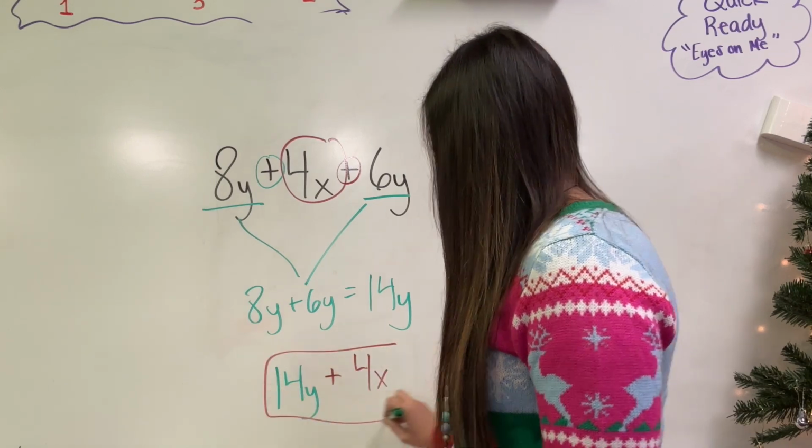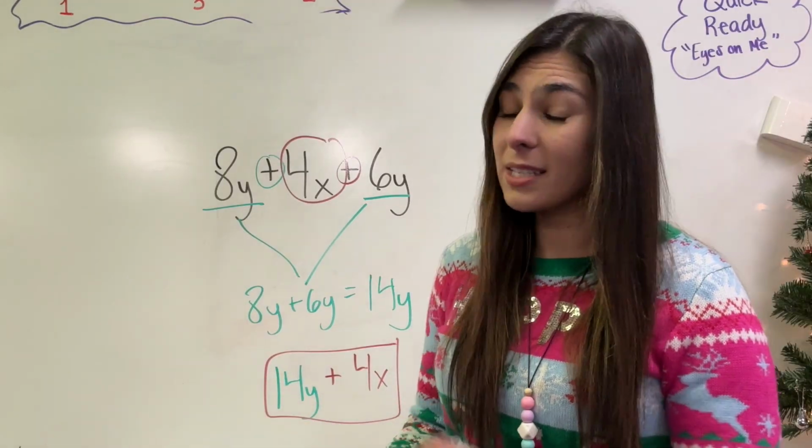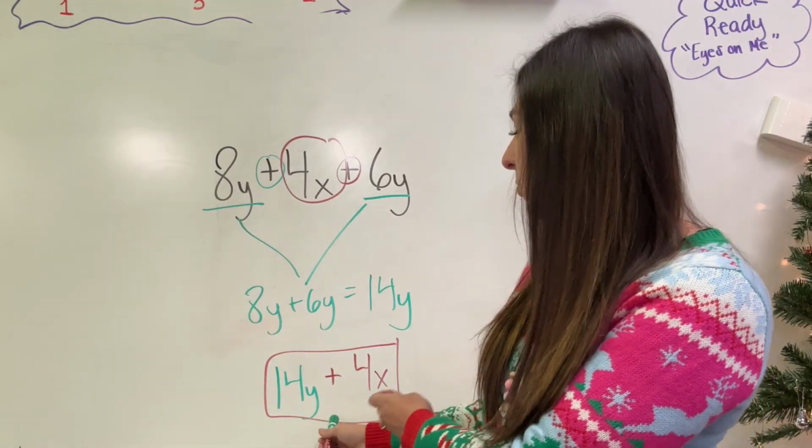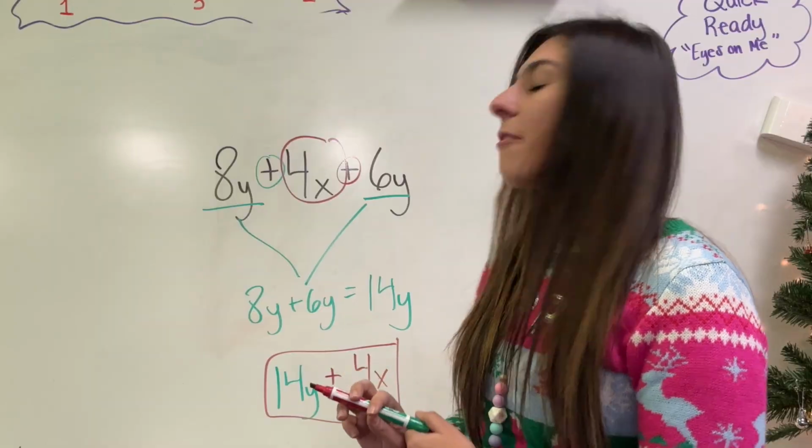Now this is as far as we can go because I do not know what x equals and I do not know what y equals. So this is our expression, 14y plus 4x.